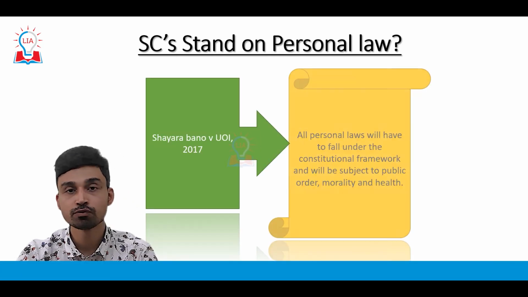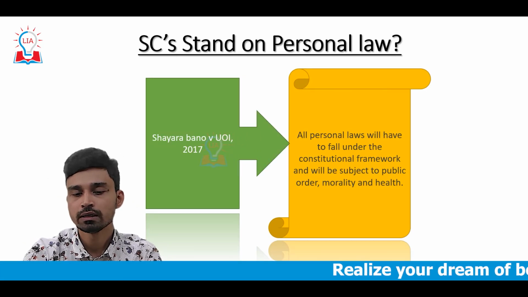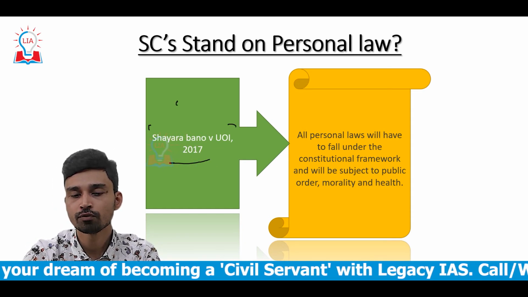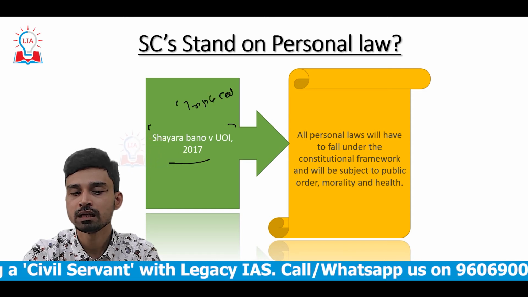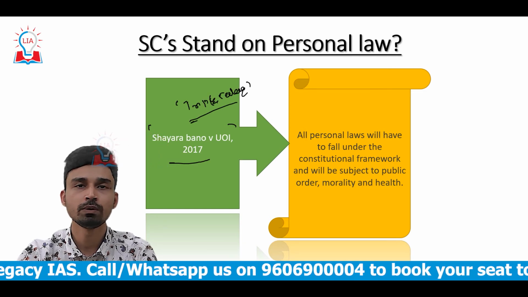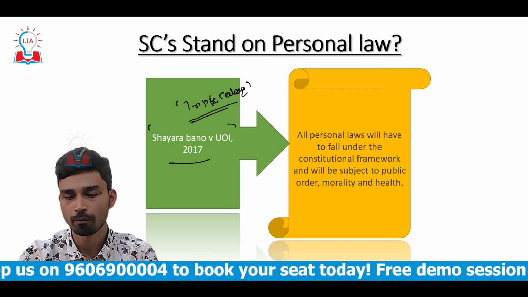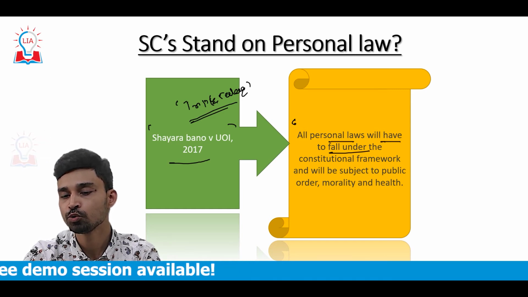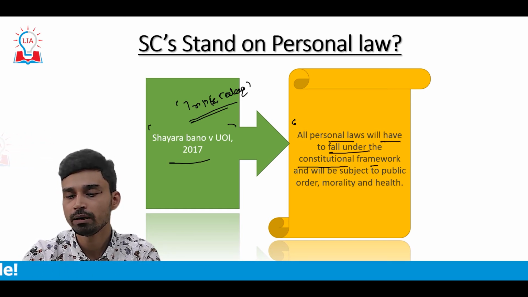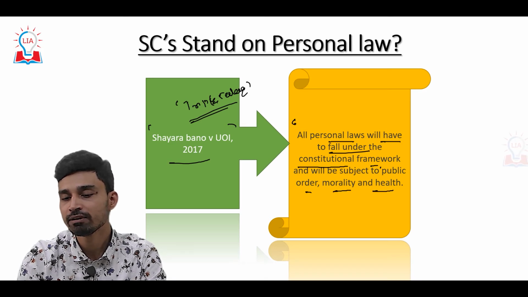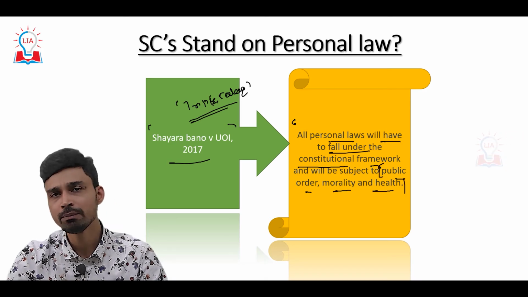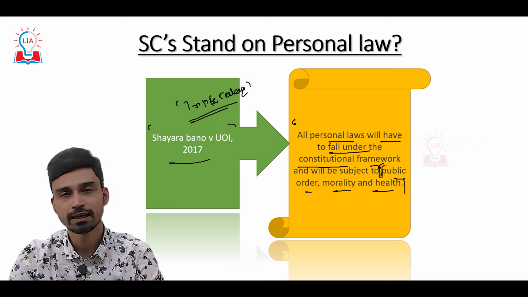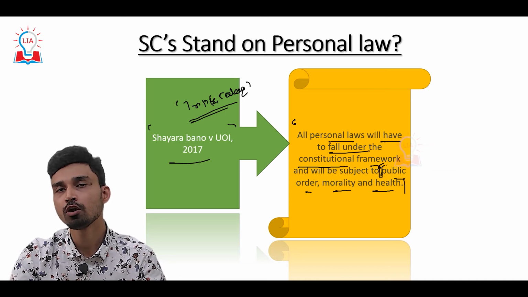Overall, if you look at the stance of the Supreme Court on personal law, there is the historical case of Shayara Bano versus Union of India, where the issue of triple talaq was there, and triple talaq was abolished by the Supreme Court because it does not fit into constitutional law. The court clearly said at that time that all personal laws will have to fall under the constitutional framework and will be subject to public order, morality, and health. The Supreme Court has given these three exceptions, and if any personal law of any community tries to disturb public order, morality, and health, then on these three bases constitutional law will have supremacy over the personal law.